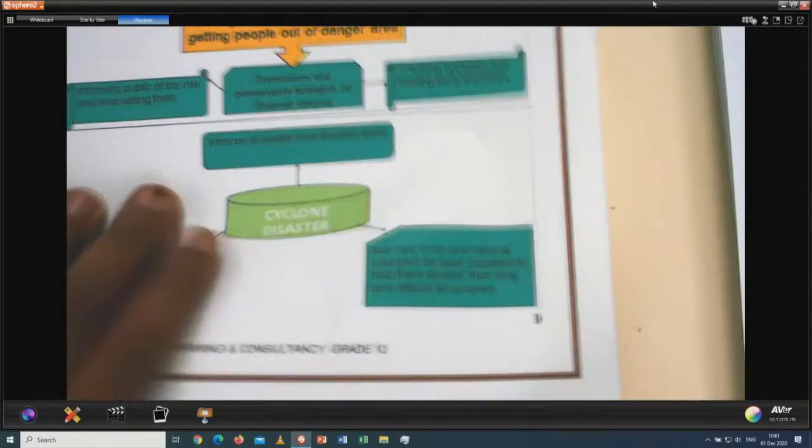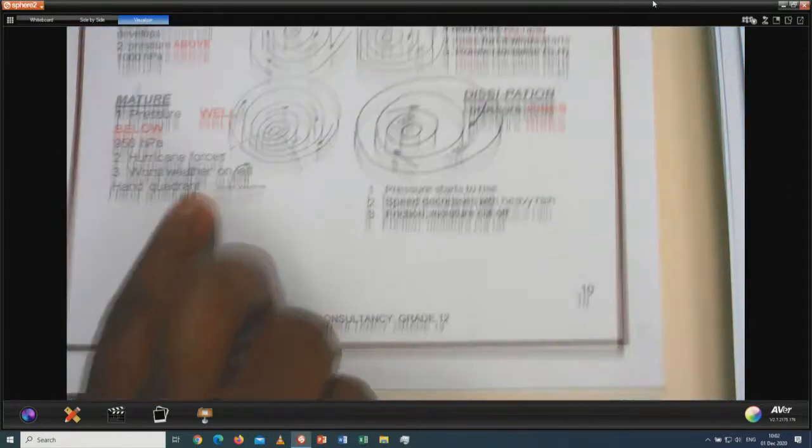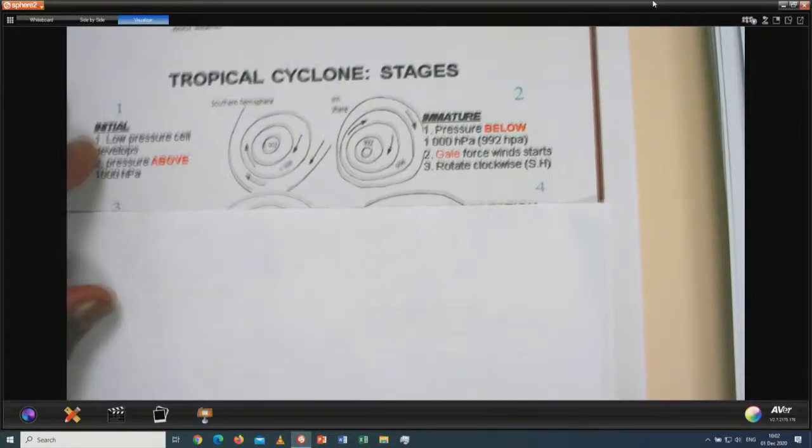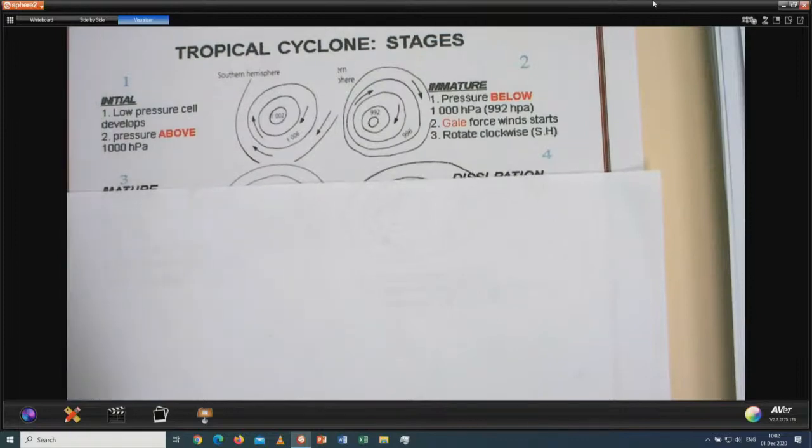A tropical cyclone, like a mid-latitude cyclone, also goes through four stages of development. We are going to just touch on those stages. The first stage is also known as the initial or formative stage. What is it that you can expect in the formative stage?